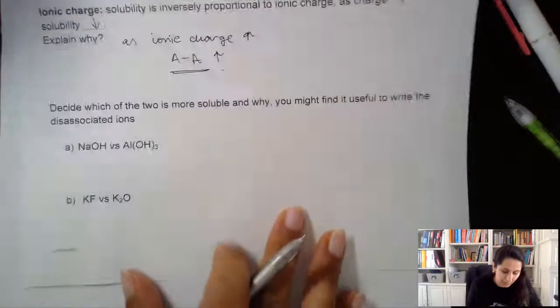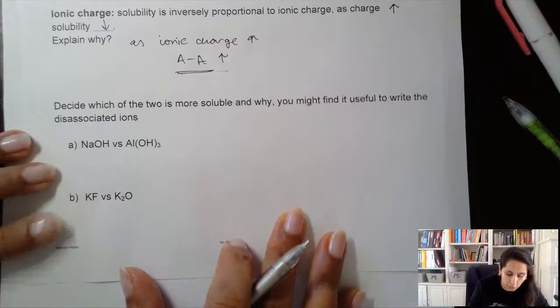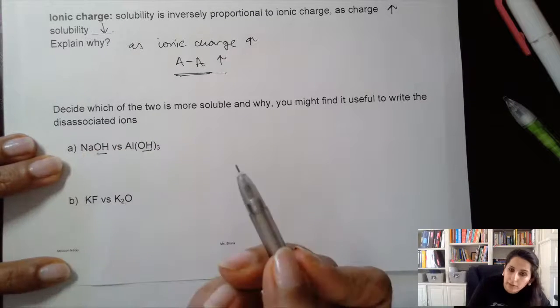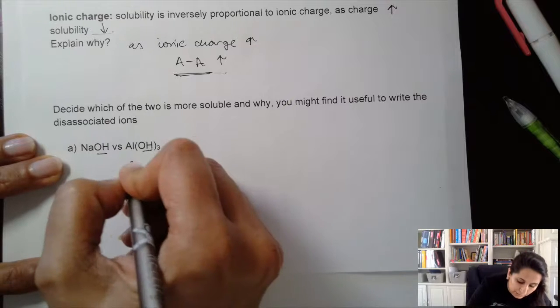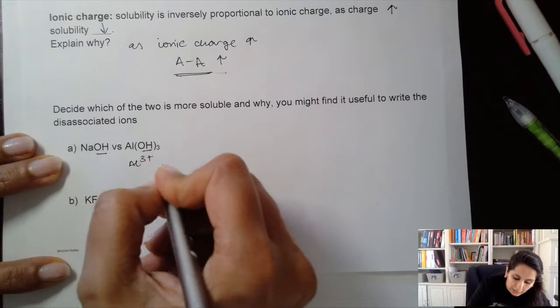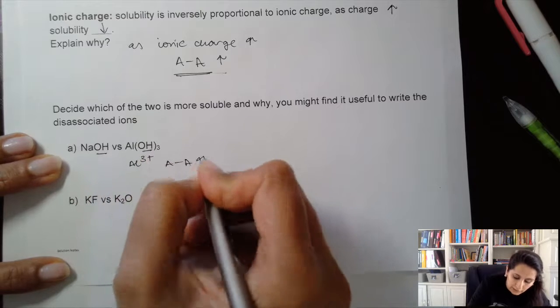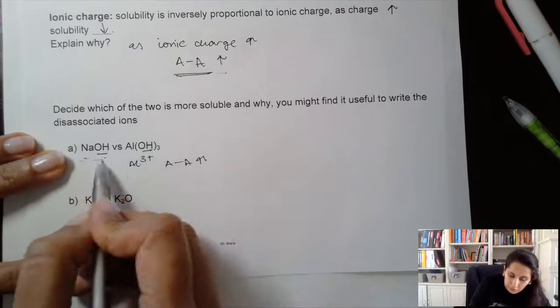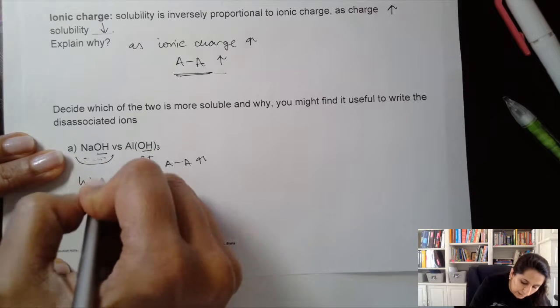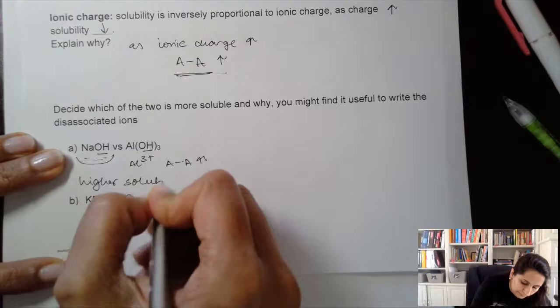Let's look at some examples. So between sodium hydroxide and aluminum hydroxide, so you have the same anion, which would have higher solubility? Well, aluminum has the higher charge, 3+. So this means that for aluminum hydroxide, the AA interactions are higher here. This would have lower AA interactions, which means this sodium hydroxide would have the higher solubility.